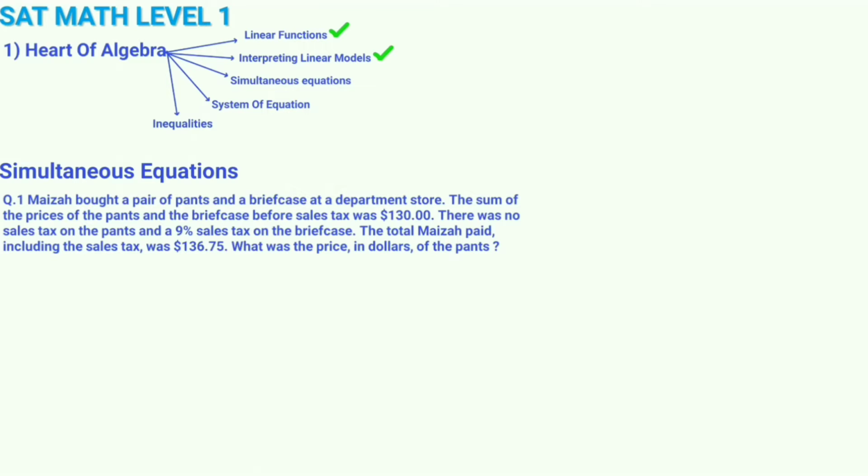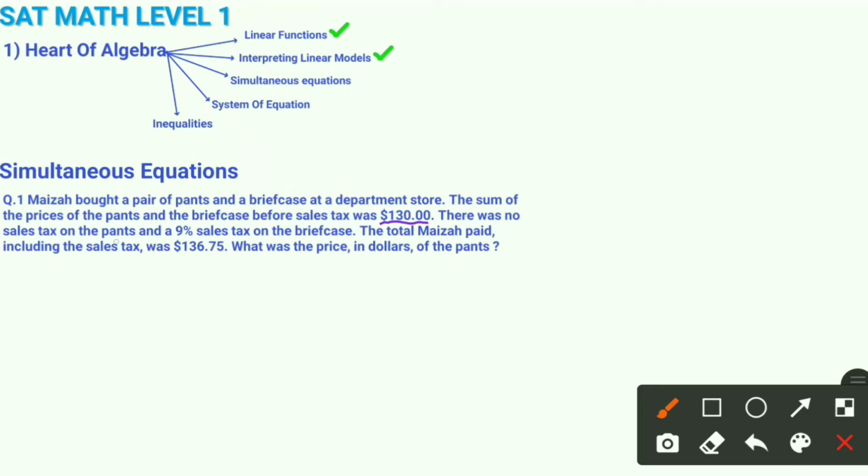Now topic 3, simultaneous equation. Maisa bought a pair of pants and a briefcase at a department store. The sum of the prices of the pants and the briefcase before sales tax was $130. There was no sales tax on the pants and a 9% sales tax on the briefcase. The total Maisa paid, including the sales tax, was $136.75. What was the price in dollars of the pants?